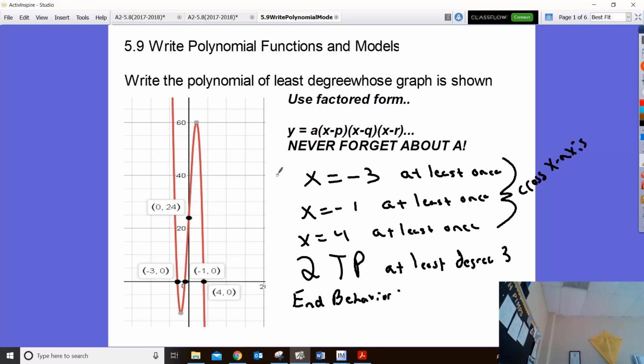End behavior starts high and ends low. Negative x what? Odd. End behavior suggests negative x to the odd, because negative x to the odd starts high in its life and ends low in its life. End behavior suggests a negative x to the odd.